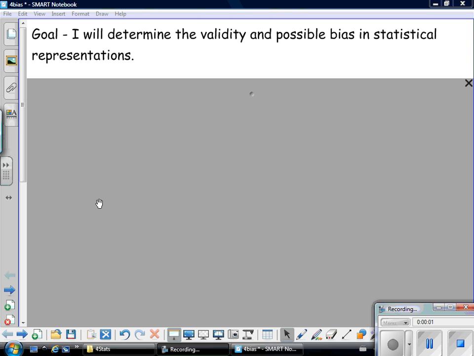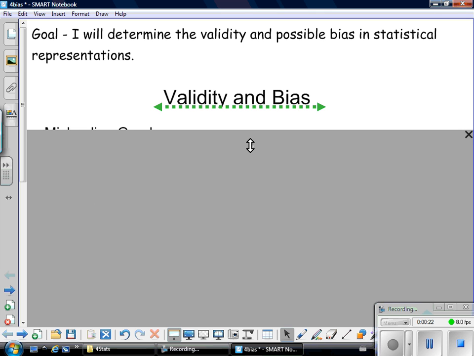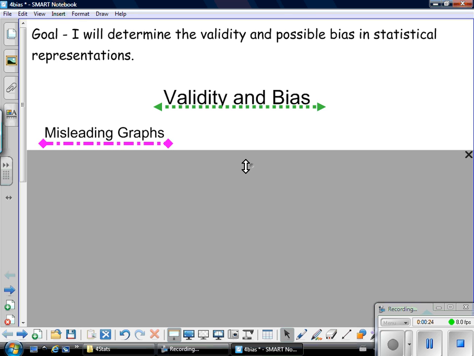Today our goal will be to determine the validity and possible bias in statistical representations. So what we're really looking at is how statistics are represented in the media and any of the possible biases in those representations. So validity and bias. The first thing we're going to look at is something called misleading graphs.